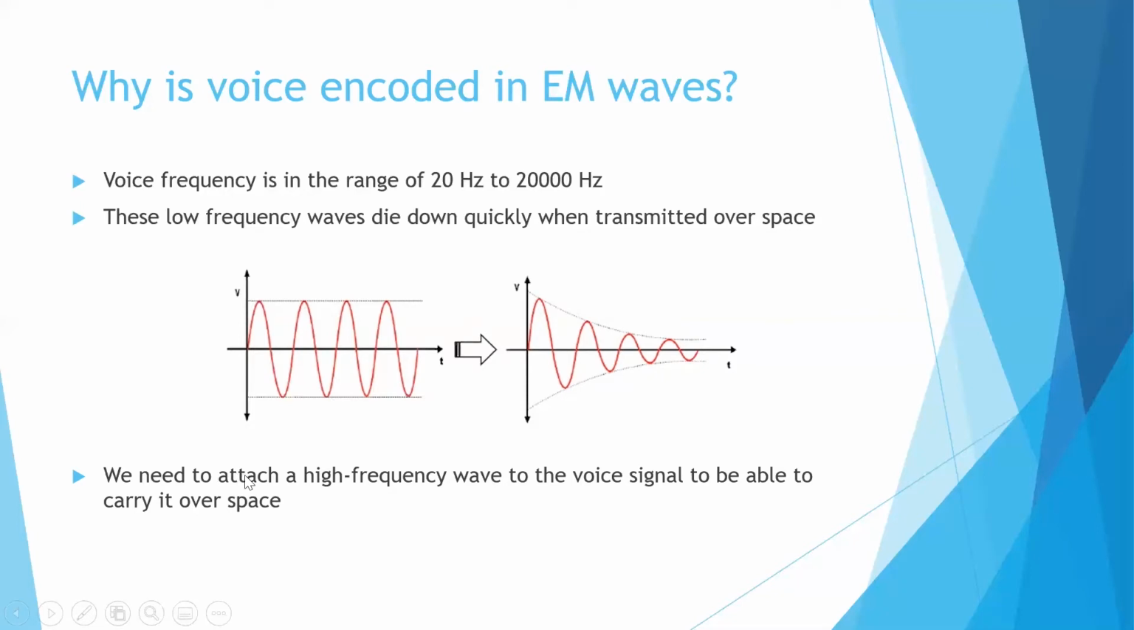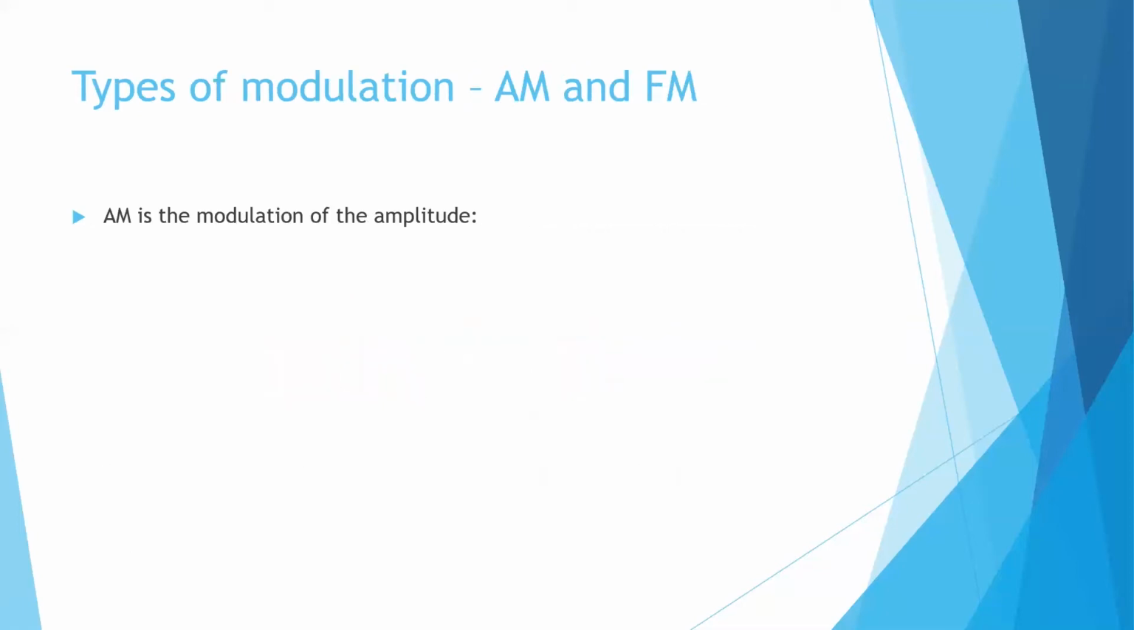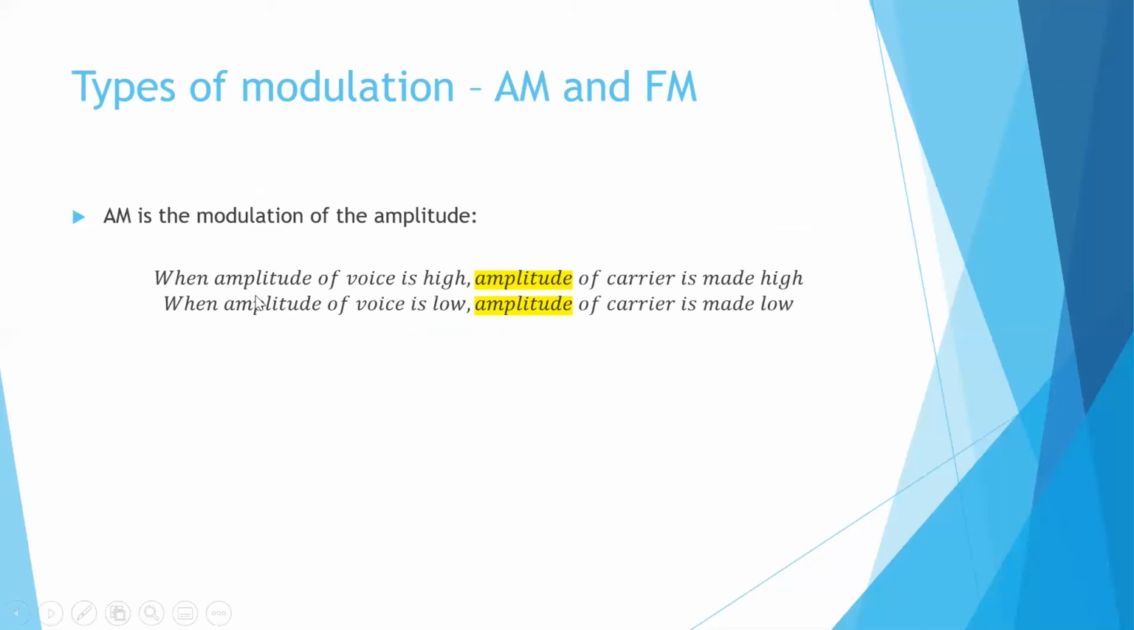So what do I mean by attach? Attach can be in several ways, and this process of attaching a high frequency wave to the voice signal is called modulation. There are basically two types of modulation: amplitude modulation and frequency modulation. Amplitude modulation is the modulation of the amplitude of the information signal or the voice signal. It's very simple. When the amplitude of the voice, when we speak, is high, the amplitude of the carrier is made high. Amplitude is low, the amplitude of the carrier is made low. So the amplitude of the carrier is modulated according to the voice signal.